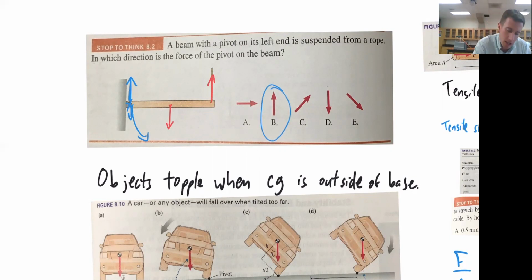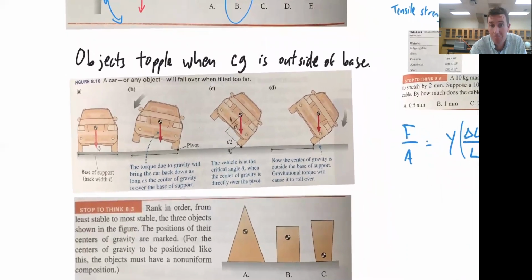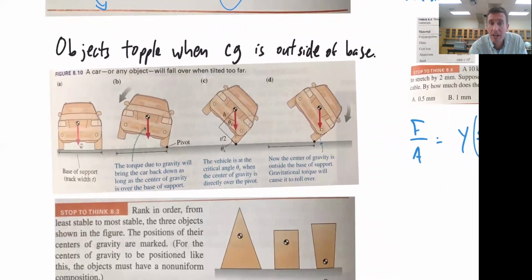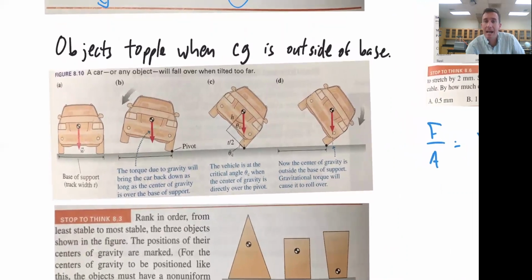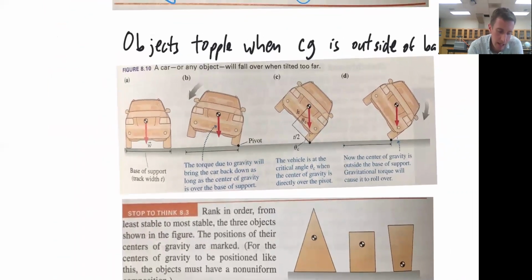All right. Toppling. So they also throw in some toppling here in chapter 8, which is fun. An object will topple anytime its center of gravity is outside of its base. So here's an example for a car. The center of gravity is represented by this little circle, right? And right now, the center of gravity is where the weight is, and it is inside the base. It's inside the tire set. So the car is very stable.